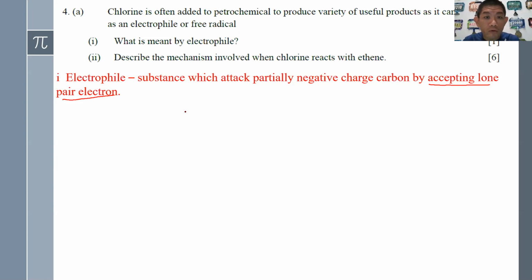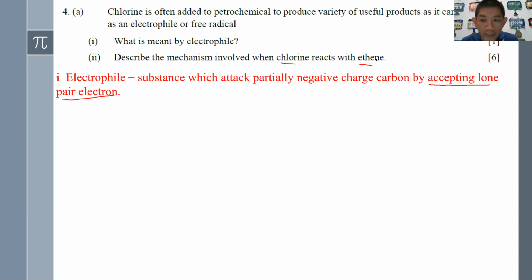And then number 2, describe the mechanism involved when chlorine reacts with ethene. Just now in the previous example, we already witnessed how the alkene reacts with hydrogen chloride, isn't it? Now ethene reacts with chlorine, and I'm going to show you how the reaction goes. As usual, whenever you are trying to describe the mechanism, first of all, you must understand what products are formed.